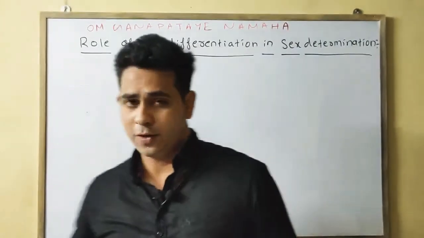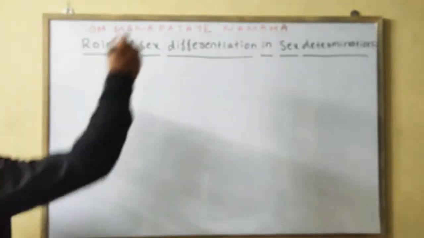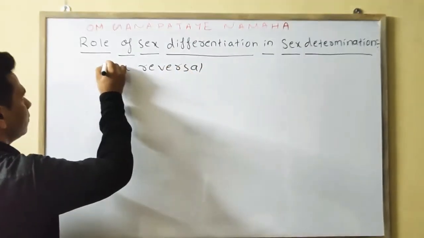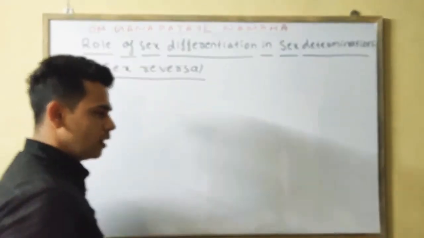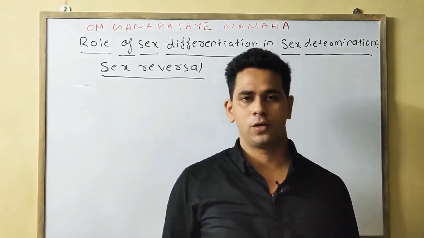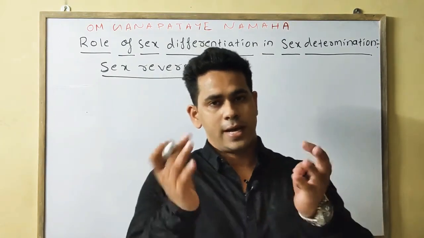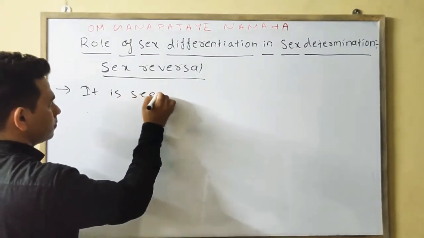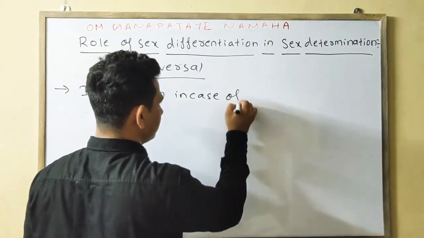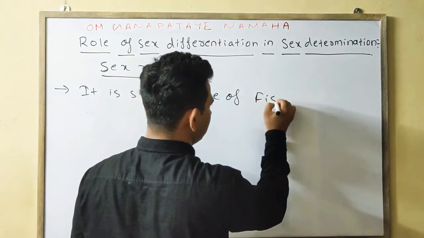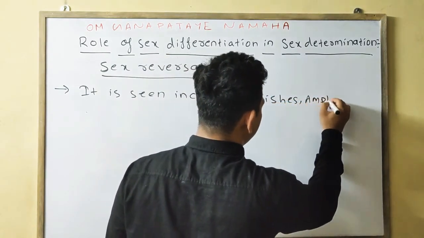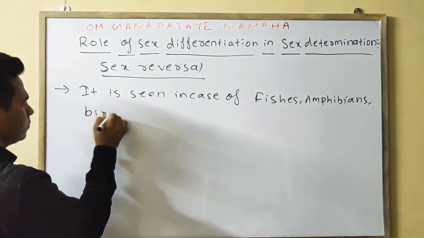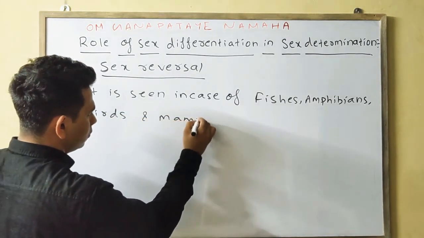So under the role of sex differentiation and sex determination, first we'll discuss sex reversal. Sex reversal is basically seen in the case of fishes, amphibians, birds, and mammals.